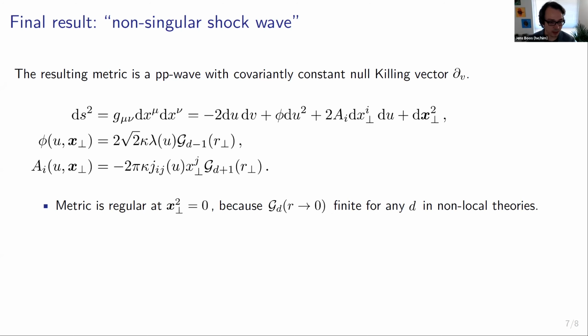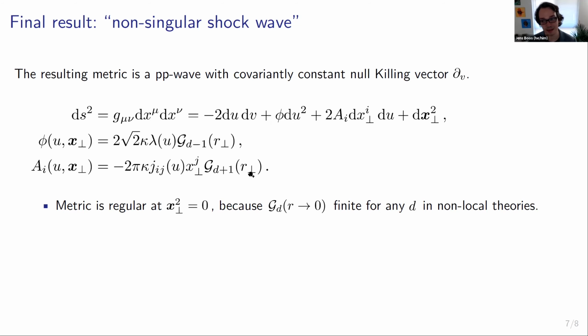The first thing to notice is that this metric is regular at r perp equal to 0. If you are at the spatial location of the source, these calligraphic G sub d's, the non-local Green functions in these spatial dimensions, are all finite as r goes to 0. That's very different from the local theory, where they blow up like 1 over r squared, or log of r. So this is really an effect of any non-local or regular theory, that this is a metric that is regular at the location of the source as it impinges on these null hypersurfaces.